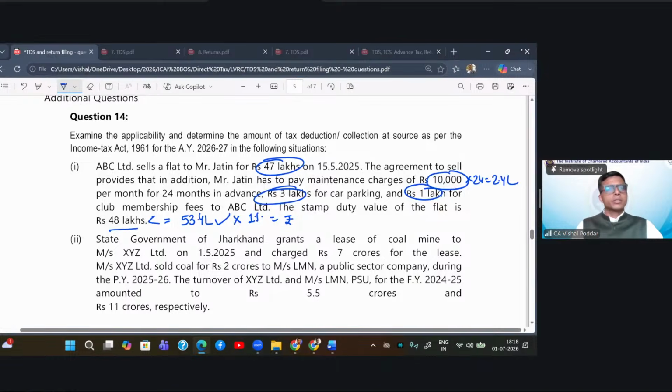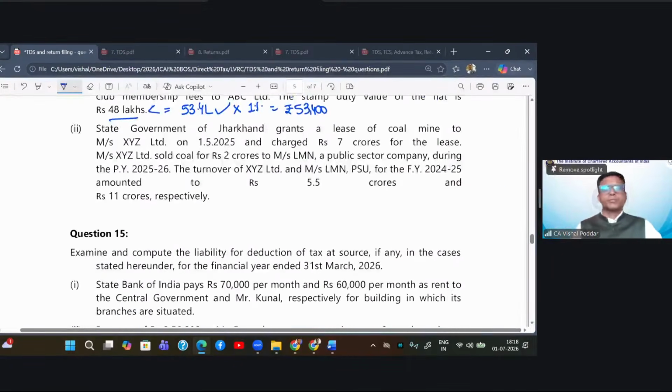So yes, the answer given to me by Vishakha, Simran is 53,400. This is fine, students. Clear, everyone? Let us proceed. So the second part.